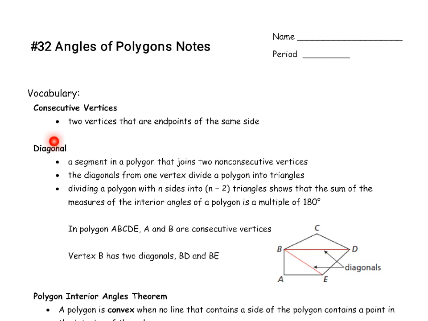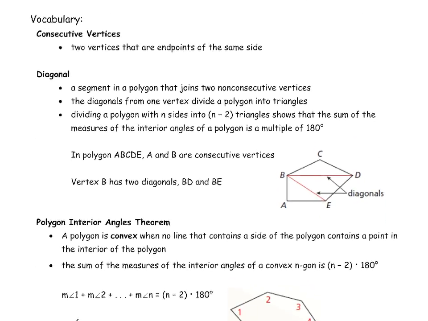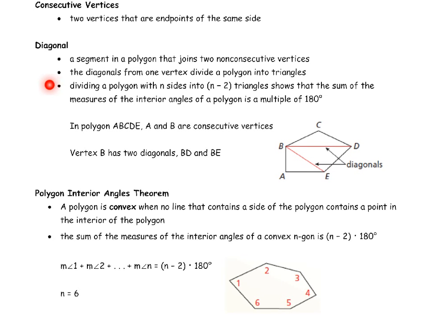Consecutive vertices are two vertices that are endpoints of the same side. A diagonal is a segment in a polygon that joins two non-consecutive vertices. The diagonals from one vertex divide a polygon into triangles, as you can see here. Dividing a polygon with n sides, so we don't know the number of sides it has, into n minus 2 triangles shows that the sum of the measures of the interior angles of a polygon is a multiple of 180, because triangles are 180 degrees.